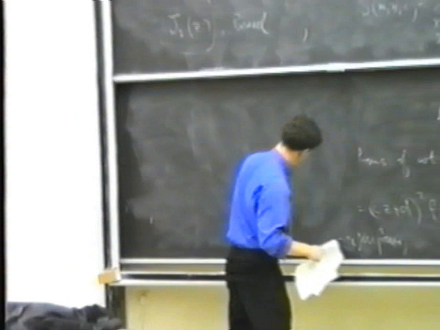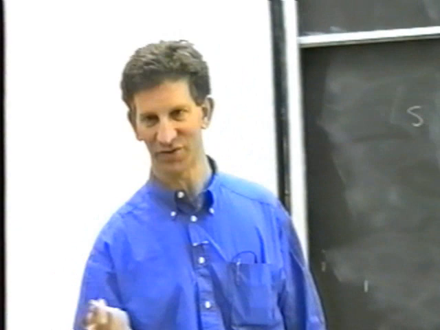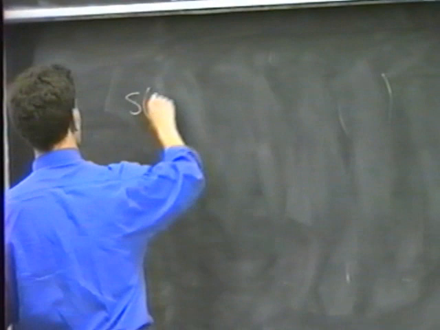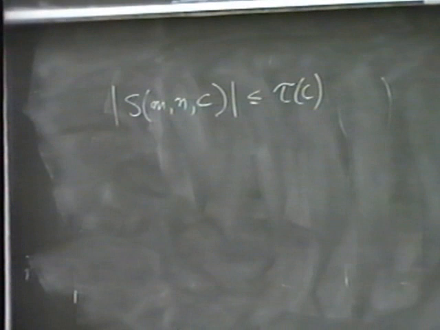Though this, according to Lang, and if you check, if he's correct, was certainly in Hasse in 1933, that if you could prove the Riemann hypothesis, you could make this estimate. So I don't really care who it's due to. The following is true. This is less than or equal to the number of divisors of C, which is a function which grows slower than any power of C.